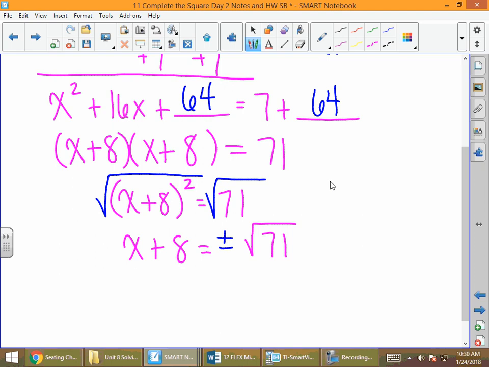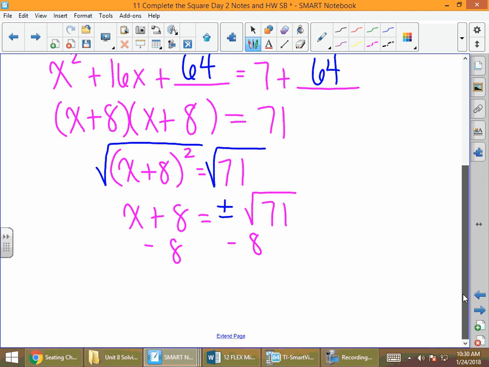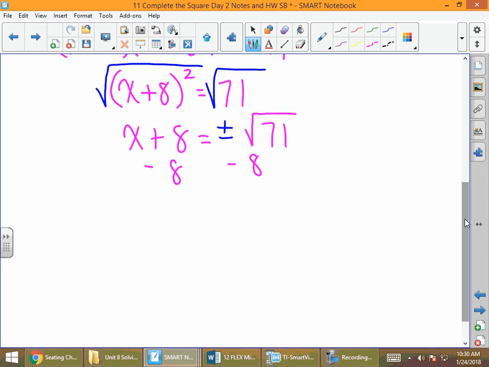And now we can finish with our last step, which is to solve for x. Subtract 8 from both sides. And we end up with x equals negative 8 plus or minus square root of 71.